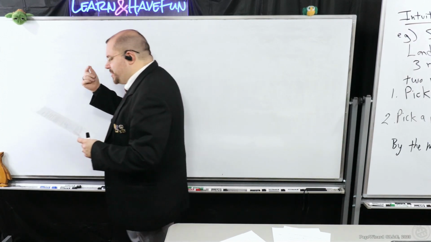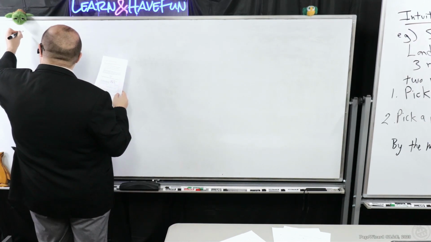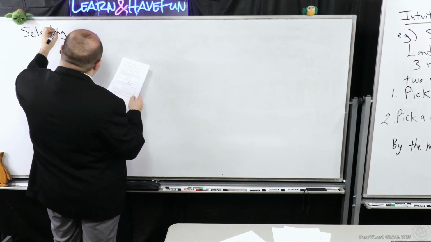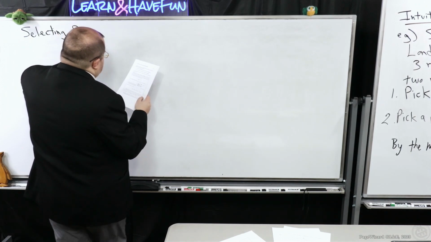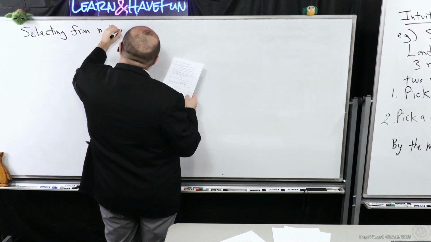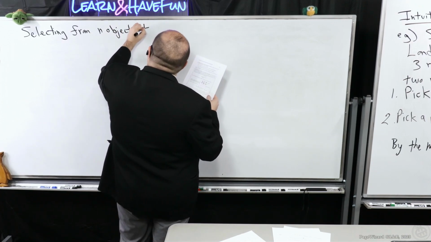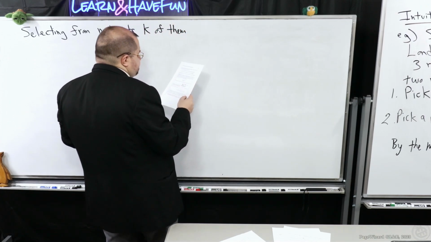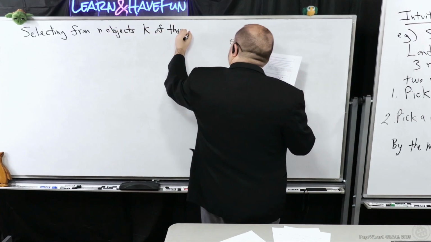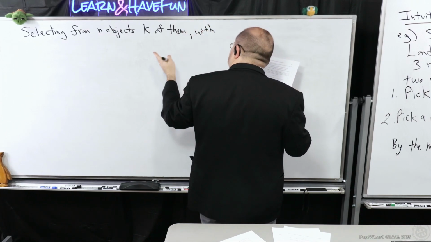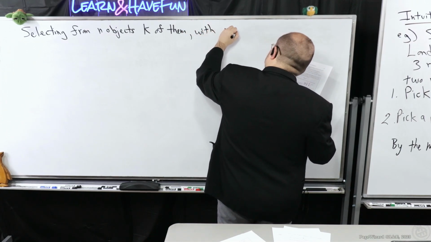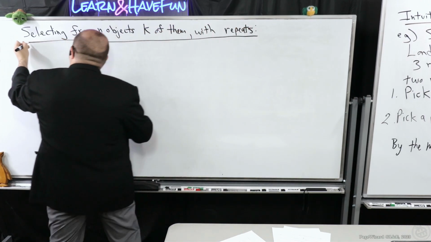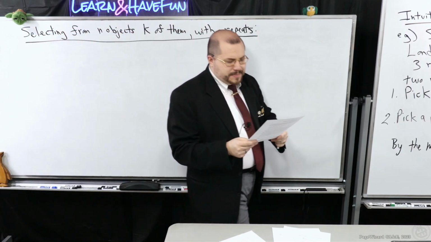So we're going to consider the following problem. We're going to talk about selecting from n objects, k of them. So we're going to pick k of the n objects with repeats. So I'm allowed to take the same object multiple times. And you might ask, Dan, if you're taking the object, how do you take it multiple times? You're going to see what I'm talking about here in a moment.